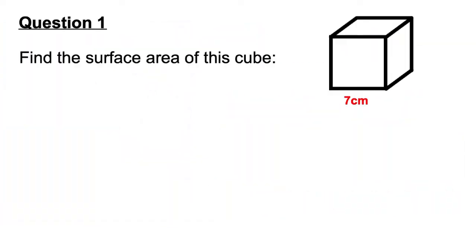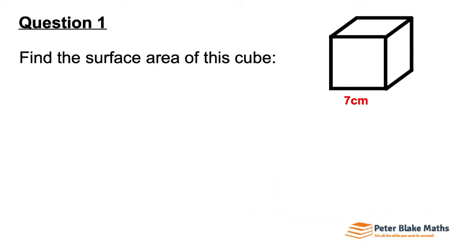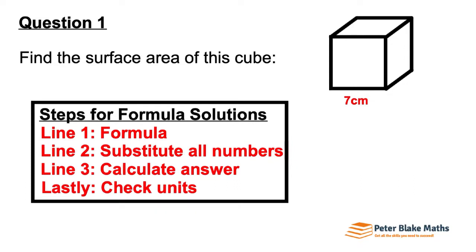Question 1. Find the surface area of this cube. This is a formula type question, so we'll look to put the formula for this particular surface area on the top line. Then on the second line we'll substitute any numbers we have into that formula and we'll calculate our answer. Lastly, we'll just check our units that they are appropriate.